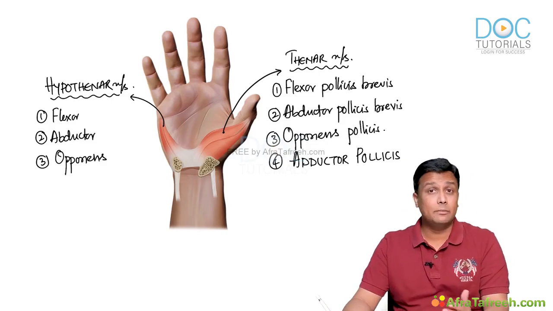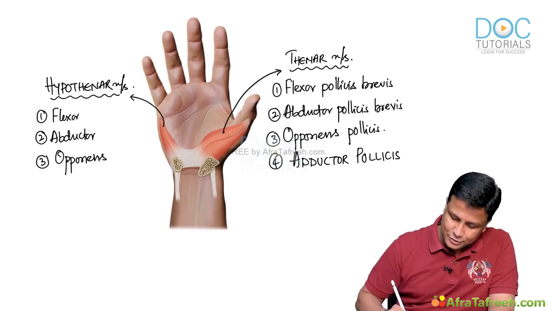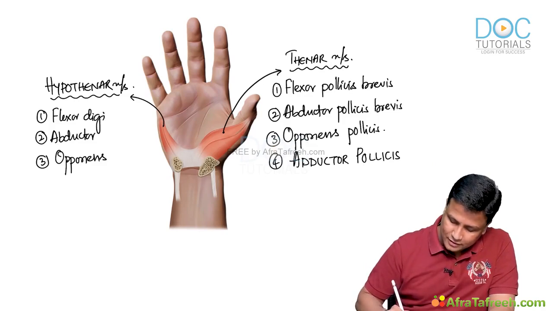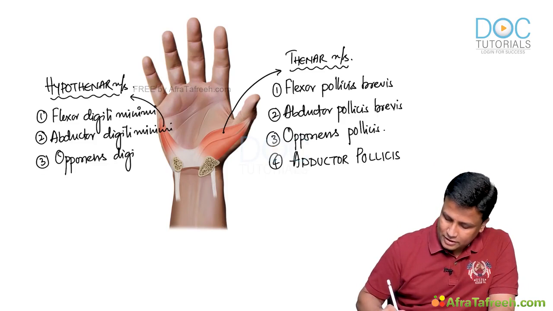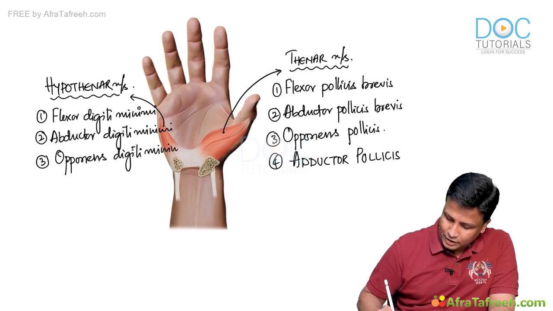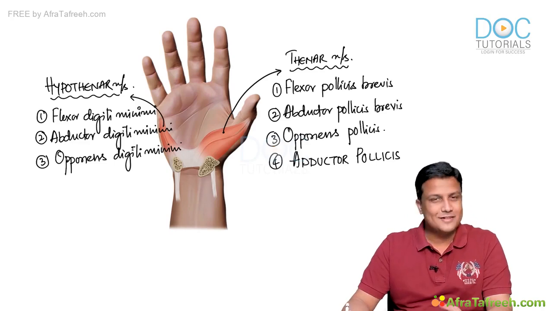And what I said in the beginning of this topic, what should you add in the name there? Digiti minimi. So this becomes your flexor digiti minimi, and then this becomes your abductor digiti minimi, and then opponens digiti minimi. Opponens digiti minimi, guys. So thenar muscles and hypothenar muscles made easy.